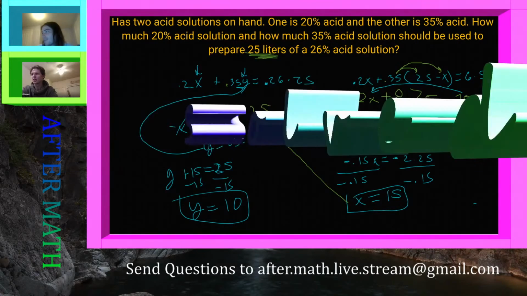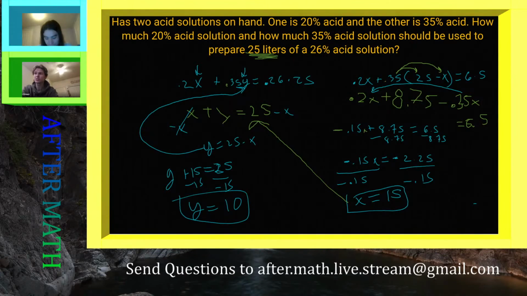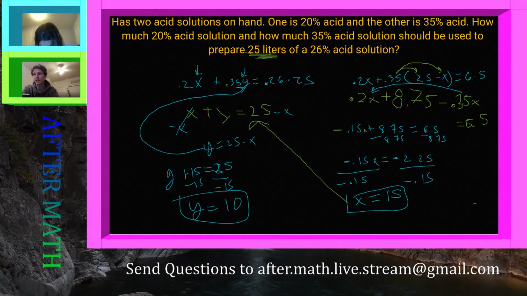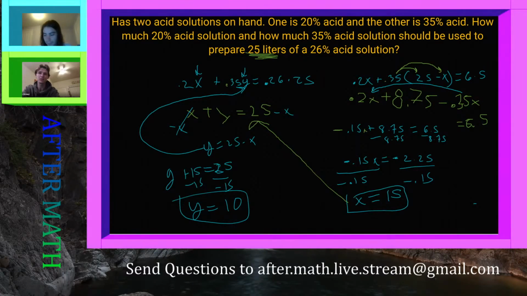So that is solved. The x is the solution of 20%, and you need 15 liters. And the y is the solution of 35%, and you need 10 liters to get a solution of 26% in the 25 liters. And there you have it.